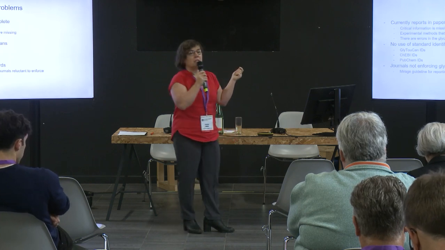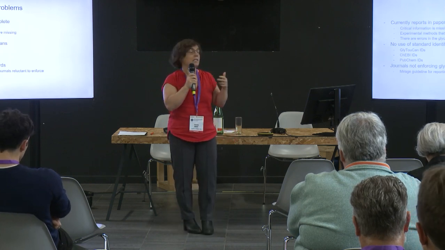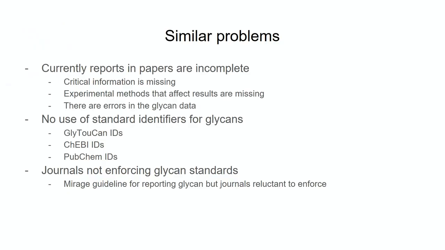No use of standard identifiers for glycans, although there are at least three different vocabularies that you can link to. These are not used frequently. And journals specifically are not enforcing the glycan standards. There is a guideline called MIRAGE for annotating and reporting glycans, but some journals recommend it, but they do not require you to follow the guideline. So that's not enforced. So that's a problem.